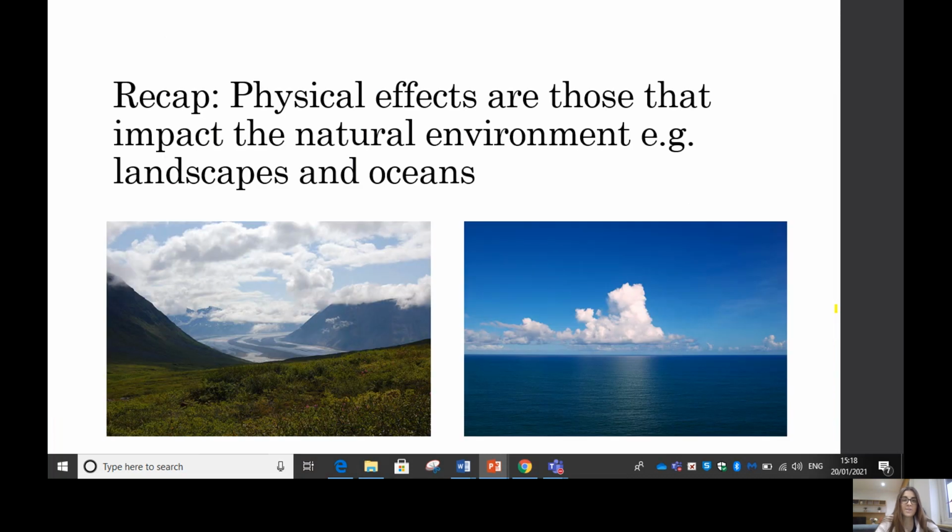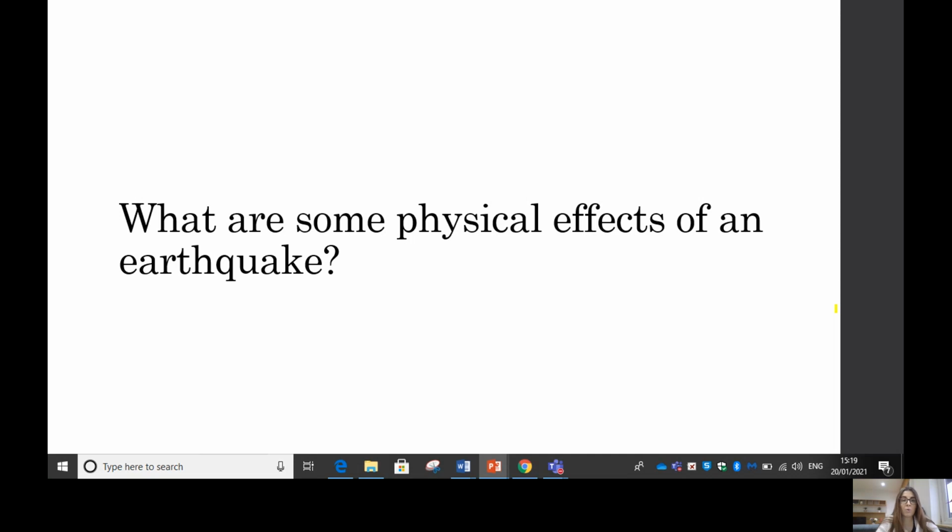So physical effects are those that impact the natural environment, such as on landscapes and oceans. So physical effects are natural. So what are some physical effects of an earthquake? I would like you to pause me now and jot down as many physical effects that you can remember.